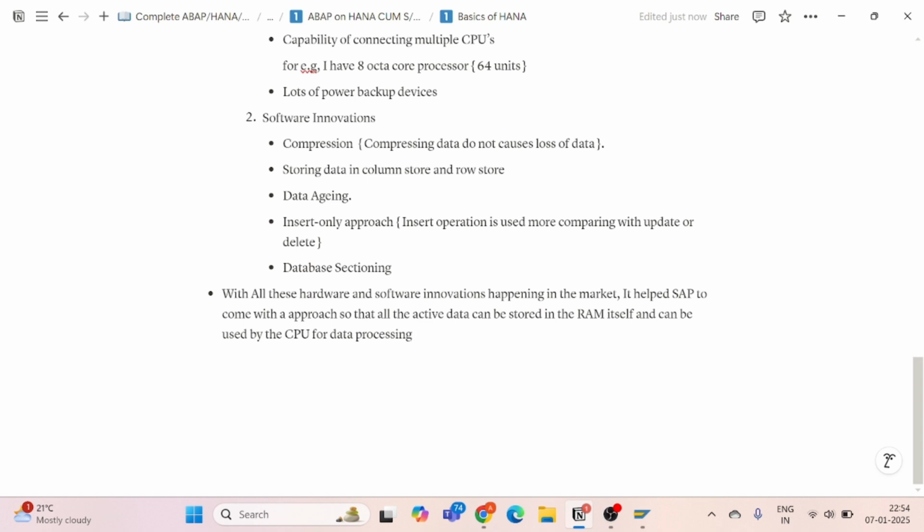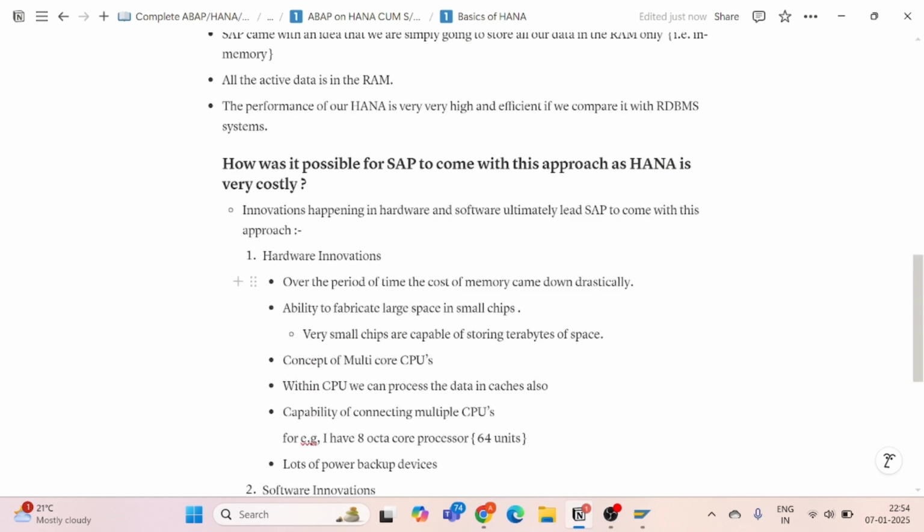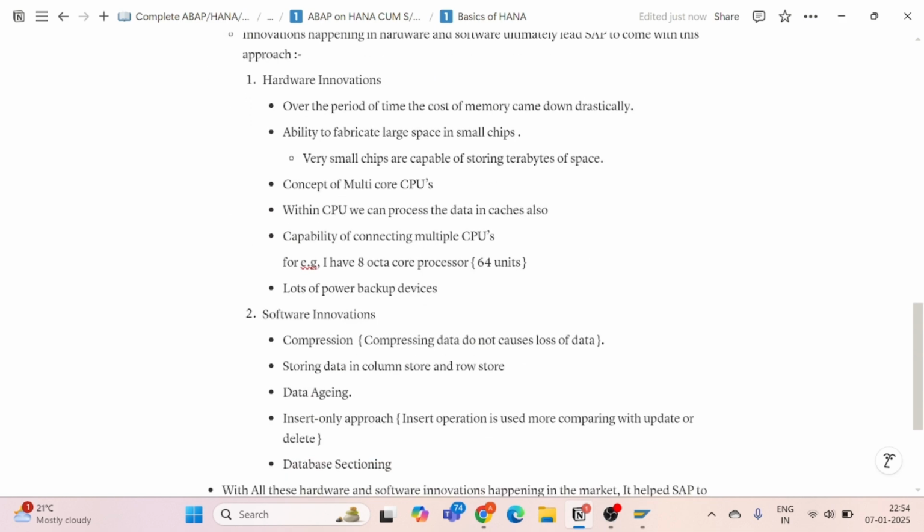So as a result, the overall performance of our HANA system is very, very high. On top of all these innovations, our HANA system is built, and now you can understand, if we compare with traditional databases like RDBMS, why HANA is so important, why HANA is so effective for real-time data processing. Okay, so this is all about our introduction part.